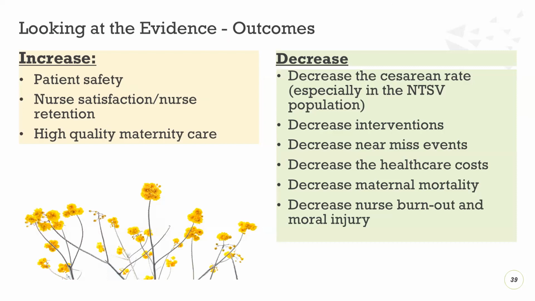We have high quality maternity care. We're decreasing the cesarean section rate, which is decreasing the hemorrhage rate, which is decreasing the maternal mortality rate. We have decrease in healthcare costs. We have decrease in those near miss events. We have decrease in nurse burnout and moral injury, and decrease in maternal mortality. So why wouldn't we want to use best practice? Is there any reason you could think of that we wouldn't want to use best practice? No, we just have to bridge that practice gap.